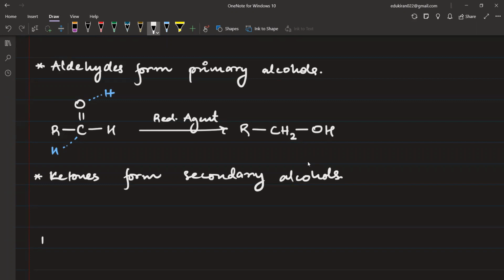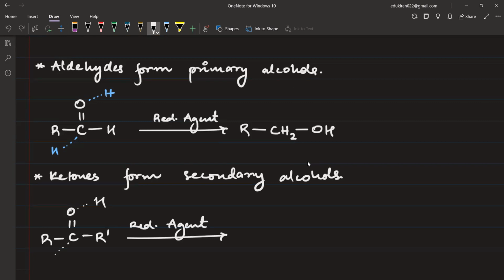Next, ketones form secondary alcohols. R, carbon double bond O, R dash, in the presence of a reducing agent. Again, this oxygen is going to get hydrogen and this carbon is also going to get hydrogen. So we'll get R, CH, R dash, and this carbon is going to get OH.